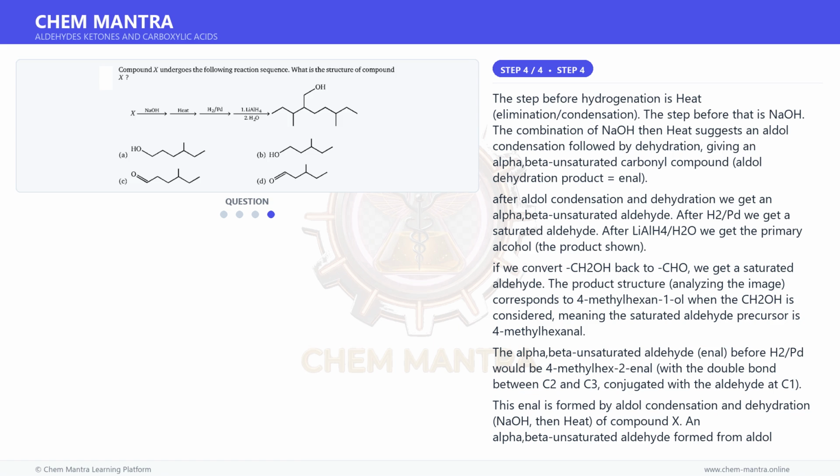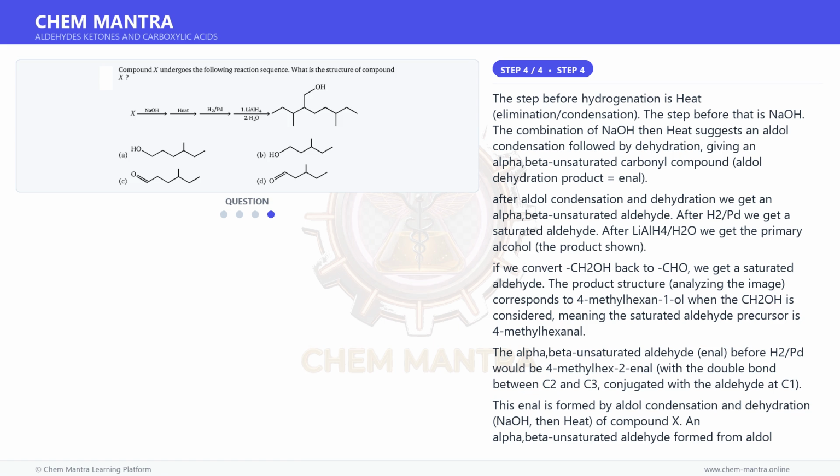The combination of NaOH then heat suggests an aldol condensation followed by dehydration, giving an alpha, beta unsaturated carbonyl compound, the aldol dehydration product, an enal. After aldol condensation and dehydration we get an alpha, beta unsaturated aldehyde. After H2/Pd we get a saturated aldehyde. After LiAlH4, H2O we get the primary alcohol, the product shown.